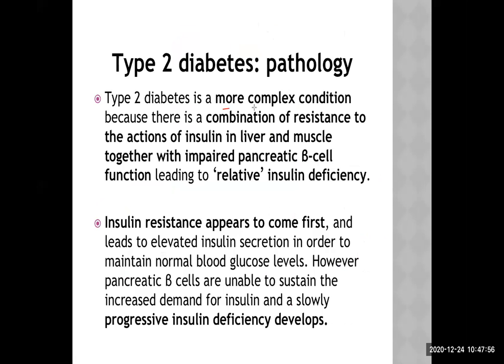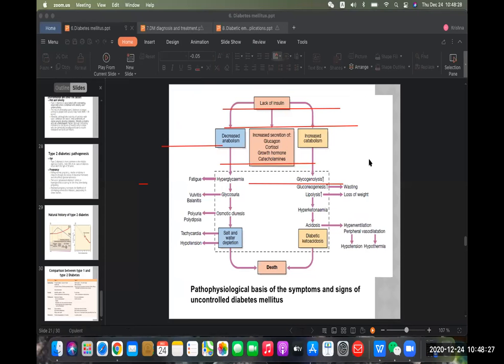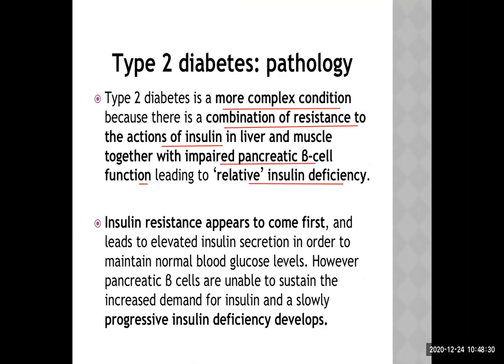Type 2 diabetes is a more complex condition than type 1 because of a combination of resistance to the action of insulin in the liver as well as in the peripheral tissues, and along with that, there is impaired pancreatic beta cell function leading to relative insulin deficiency. Now, let me clarify this. In type 2 diabetes, there are two main problems. One, insulin resistance at the peripheral receptors. They are probably not accepting insulin there.